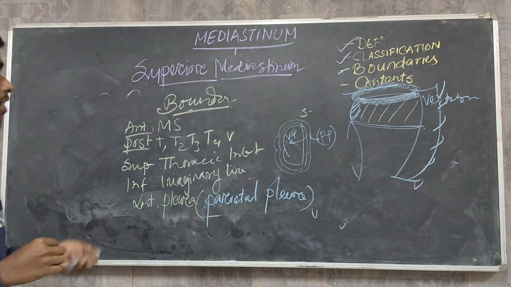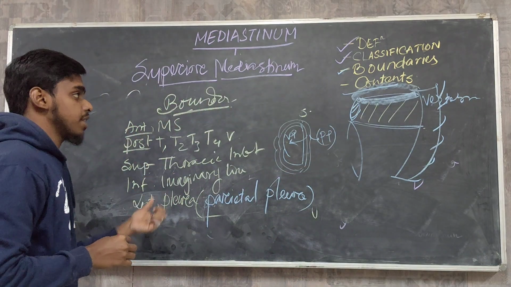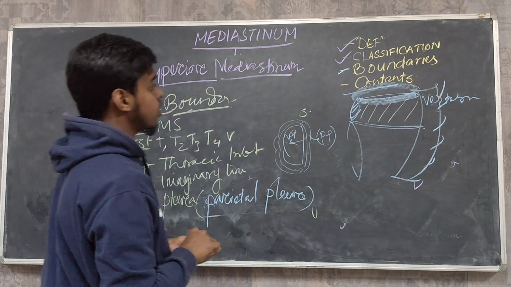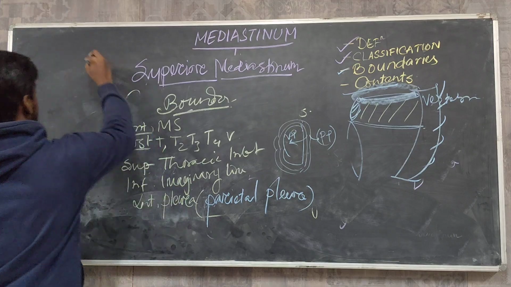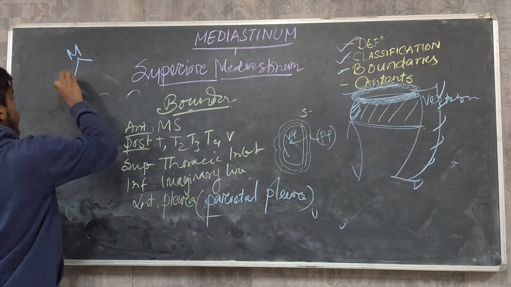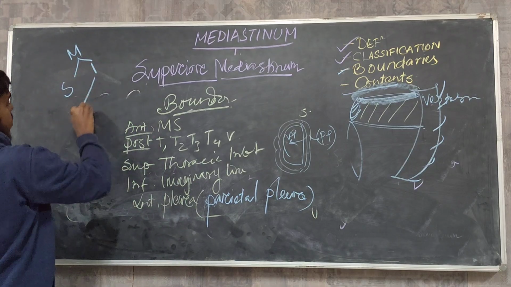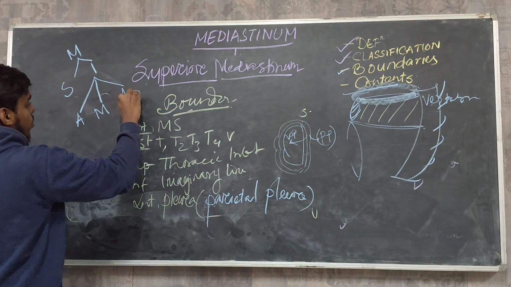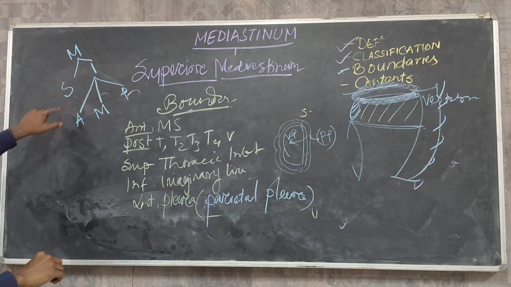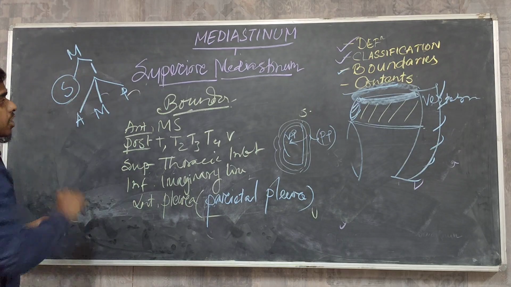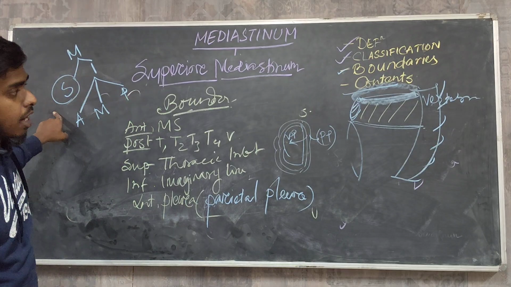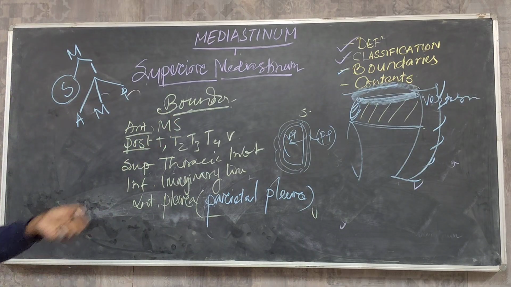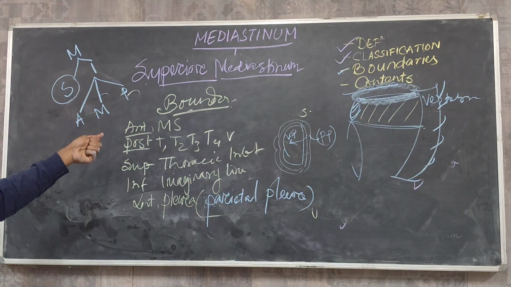So these are the definition, classification, boundaries and contents of superior mediastinum, and in the next video we will try to cover the inferior mediastinum. So what is the classification? Mediastinum has superior mediastinum and inferior mediastinum. Inferior mediastinum is further divided into anterior, middle and posterior mediastinum. And in this video we have covered the superior mediastinum only: its definition, boundaries and contents.